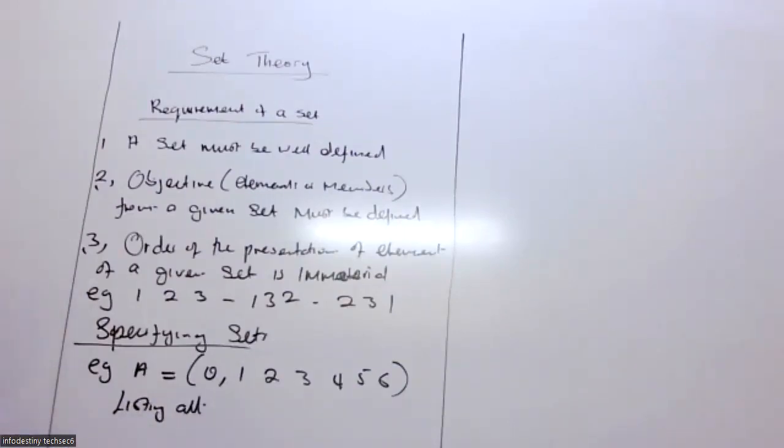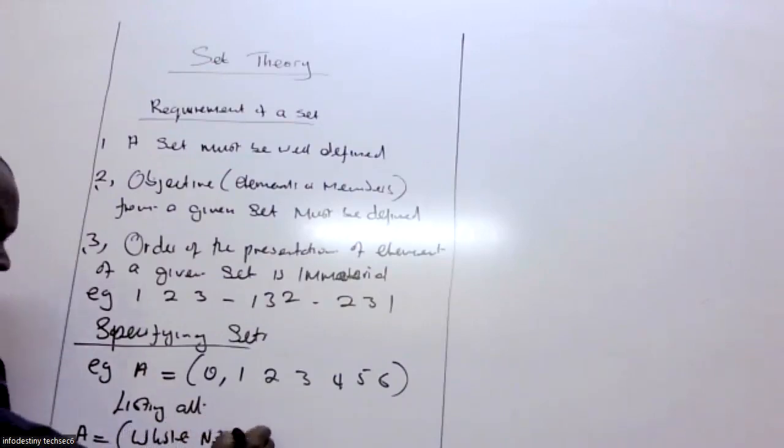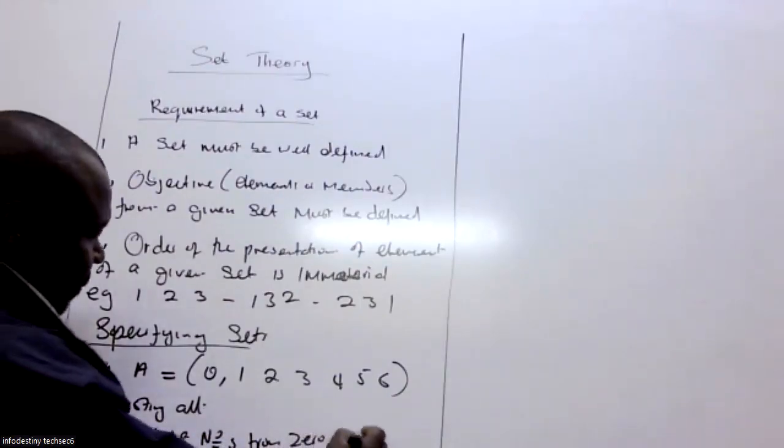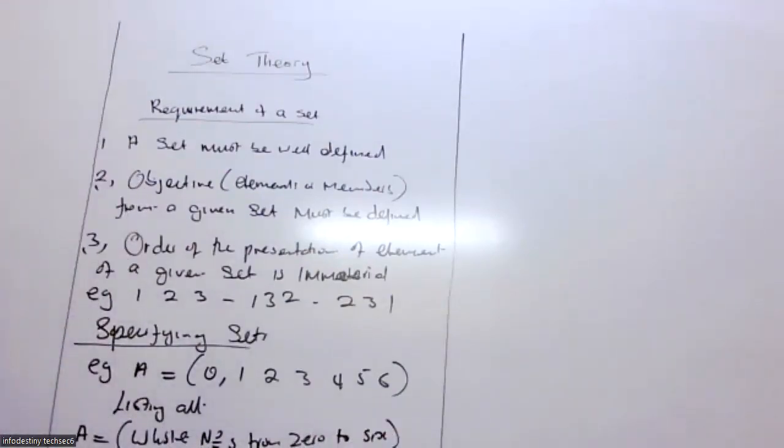So we are saying that when you're talking about a set, the set must have a capital letter. That is why we talk about A. Or you can say A equals the whole numbers from 0 to 6. Or you can say A equals 0, 1, 2, and then 6. So a set must have a capital letter.